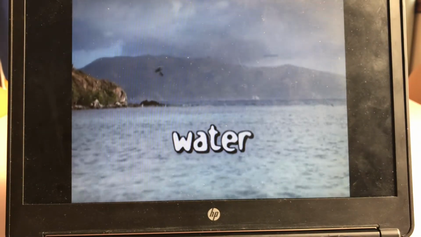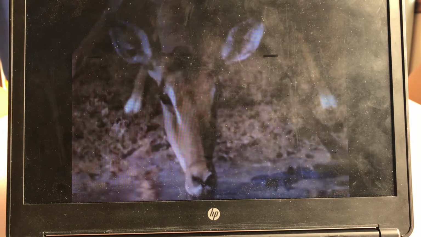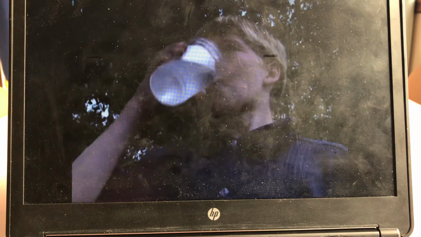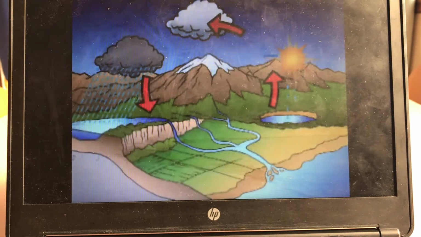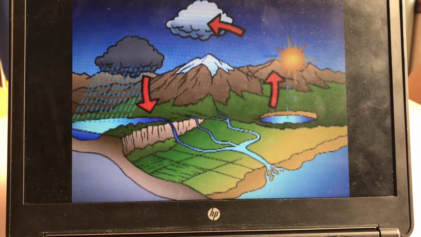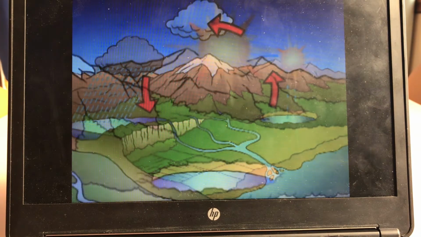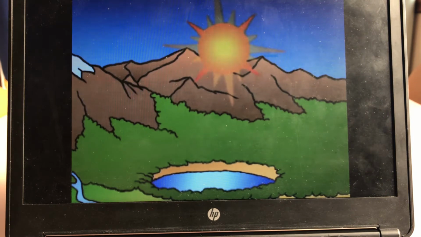Nothing on Earth could live without it. Plants need it, animals need it, and people need it. It's one of the Earth's most important renewable natural resources. Water is constantly recycled in a process called the water cycle. Here's how it works. When the sun strikes water, it warms it and causes it to evaporate or turn into water vapor, which is carried off by the air.